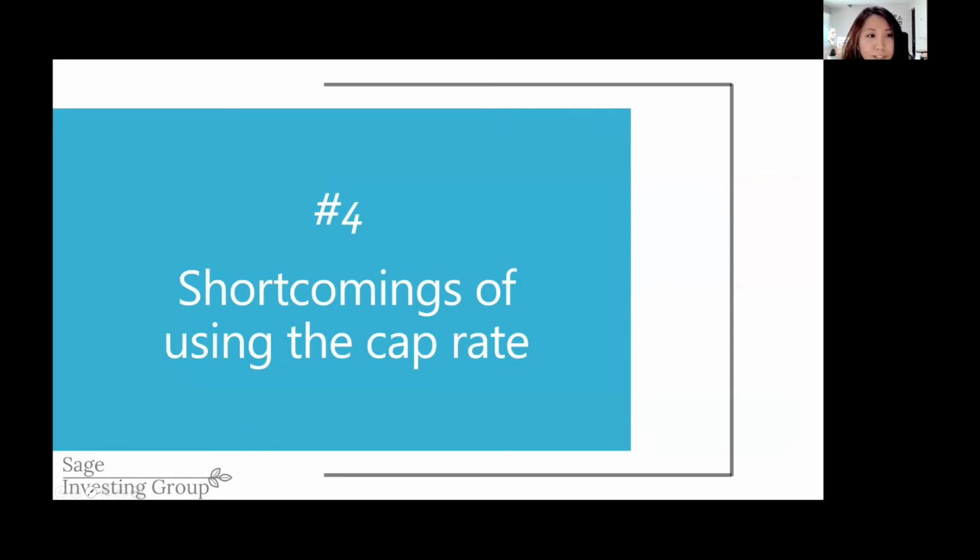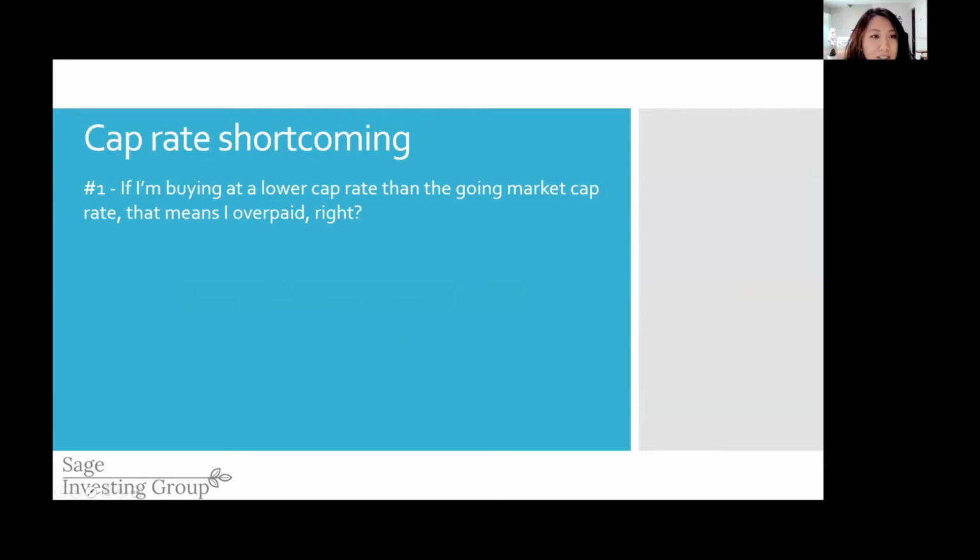Okay, number 4, shortcomings of using cap rates. The number 1 question is, if I am buying at a lower cap rate than the going-in market rate, does that mean I overpay, right? Well, the answer is no, not necessarily.